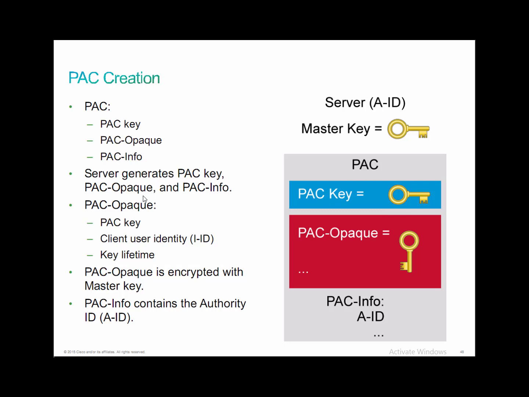The PAC opaque field, in fact, contains that randomly generated PAC key, but it also contains other information like the I-ID, the key lifetime, and so on. Kind of like when you get a digital certificate signed by a certificate authority, there's end user specific information within that certificate. There's a lifetime of that certificate, and so on. All right. Now that PAC opaque field gets encrypted with the master key so that it can be transmitted, and so on.